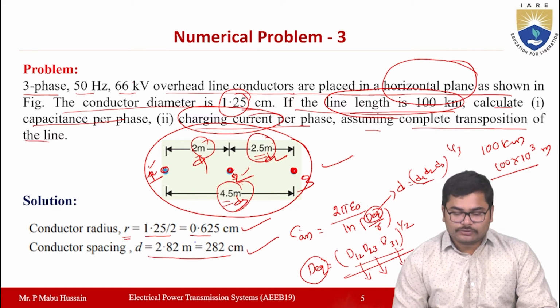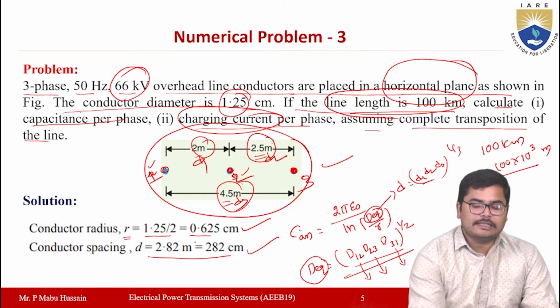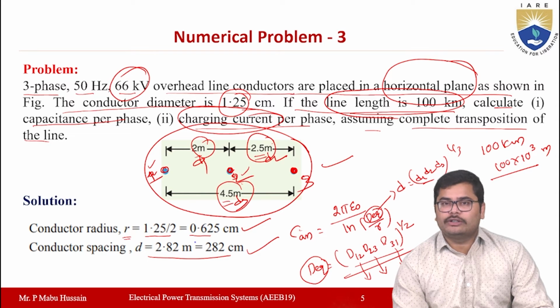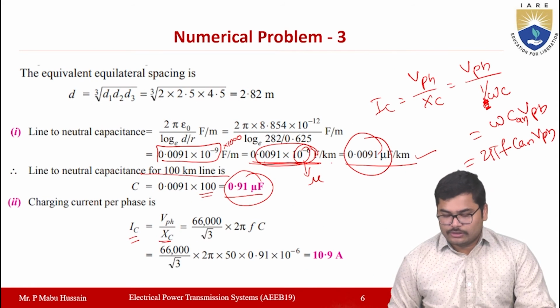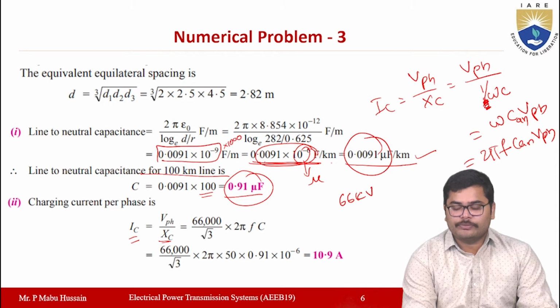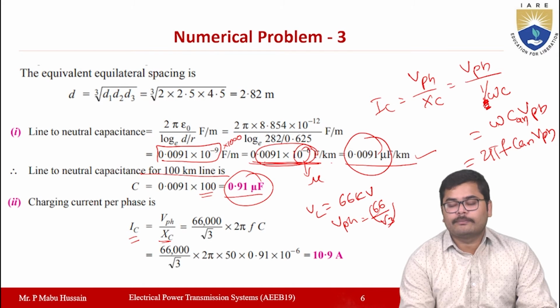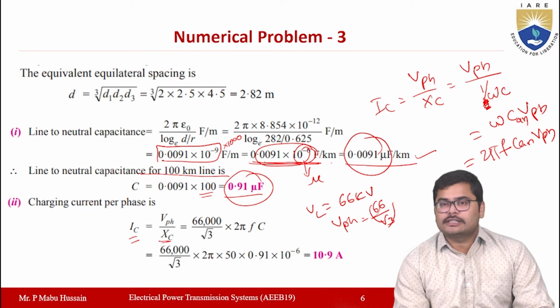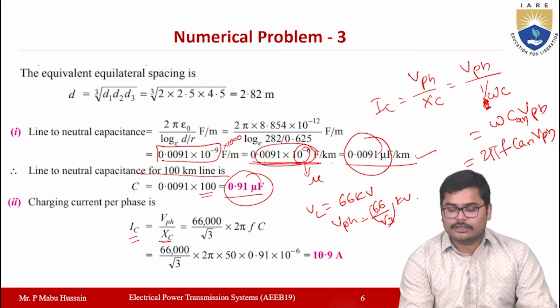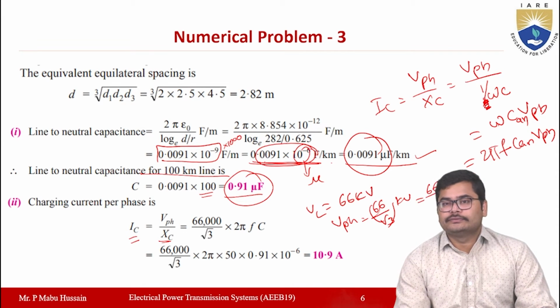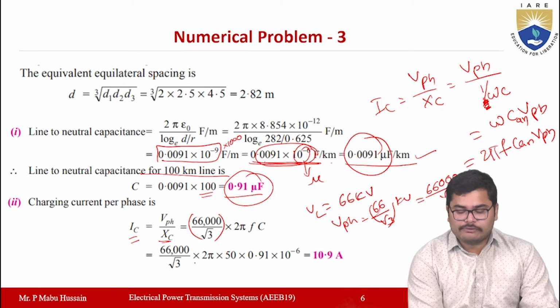But here, if you observe, the transmission line is a 3-phase transmission line, and the line to line voltage is given, which is 66 kV. So 66 kV is the line voltage. So phase voltage will be equal to 66 by root 3 kV, or you can even write it as 66,000 by root 3 volts. Okay, so this is the V phase value.